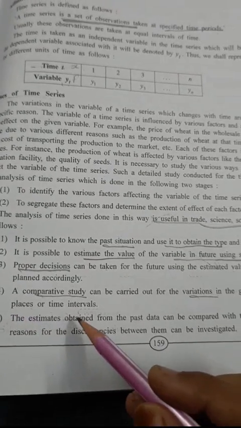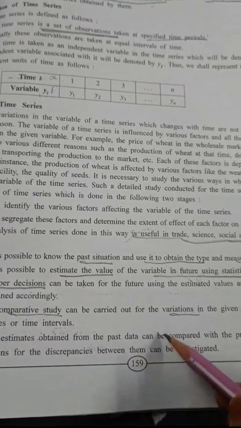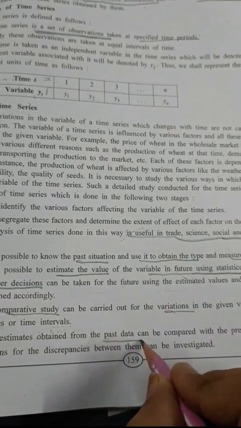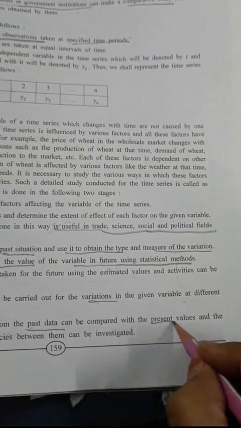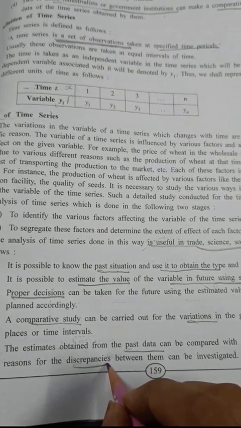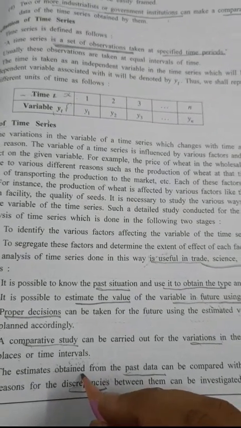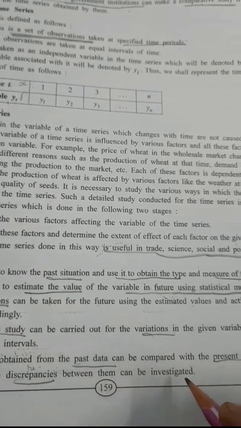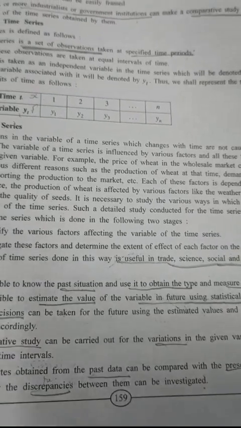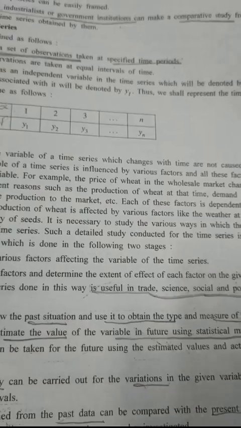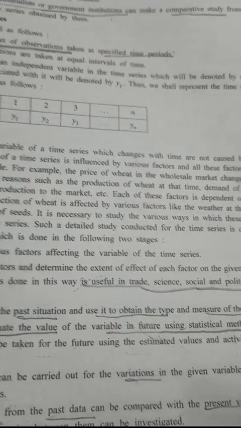Okay, fifth one, the estimates obtained from the past data can be compared with the present value. What they are telling is that the past data value can be compared with the present value, and the reason for the discrepancies can be investigated. Discrepancies means the differences between them. What is the reason between the past and the present that the difference is very large or small; what are the reasons that can be identified.